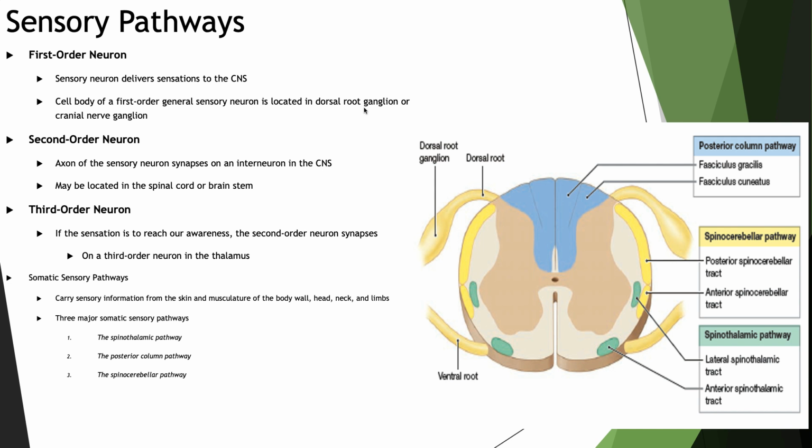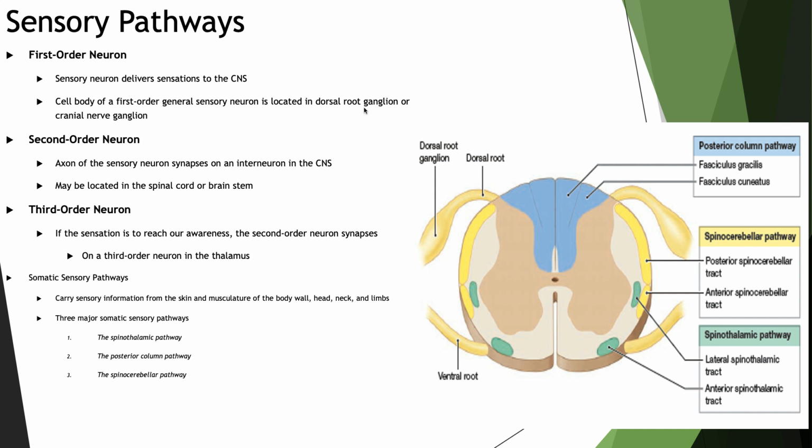When talking about a sensory neuron that delivers sensations to the CNS, it's called a first-order neuron. The cell body of a first-order general sensory neuron is located in the dorsal root ganglion or the cranial nerve ganglion. In the CNS, the axon of that sensory neuron synapses on an interneuron known as a second-order neuron, which may be located in the spinal cord or the brainstem. If the sensation is to reach our awareness, the second-order neuron synapses on the third-order neuron in the thalamus.